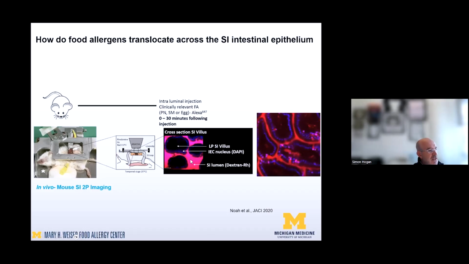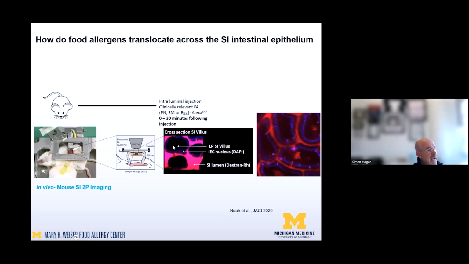And if you can see this still image here, a cross-section of the small intestine, you can see the red compartment, which is dextran rhodamine. That's a fluorochrome demonstrating the lumen of the gut. The blue coloration is a nuclear stain, showing the actual epithelial cells in the villus.